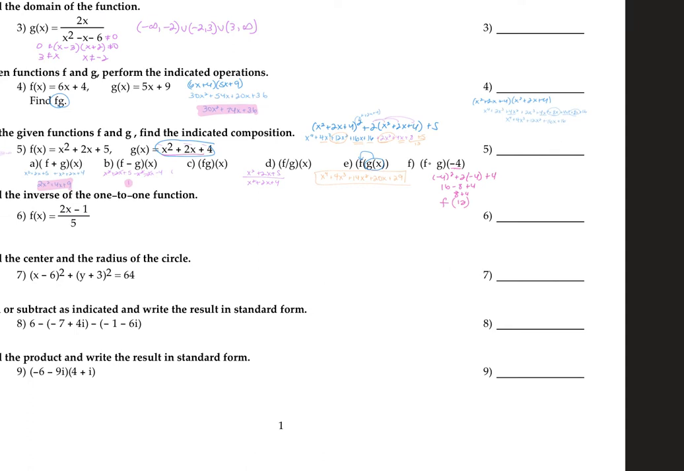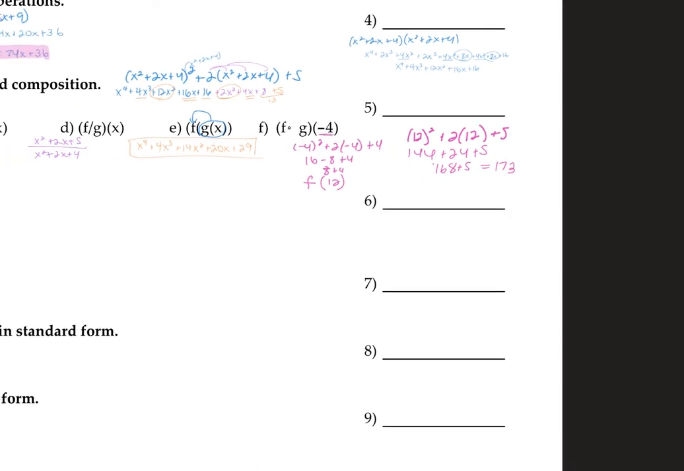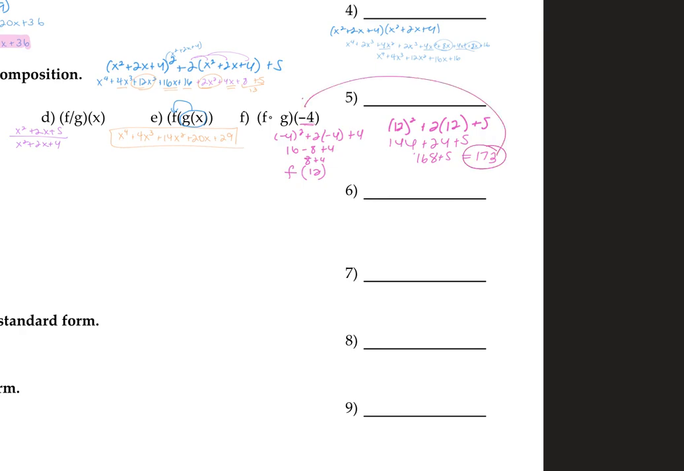So I'm going to take the f, which is the x squared plus 2x plus 5, and plug in 12. 12 squared plus 2 times 12 plus 5. So I'd get 144, plus 24, plus 5. 168 plus 5, which is 173. That's that one.